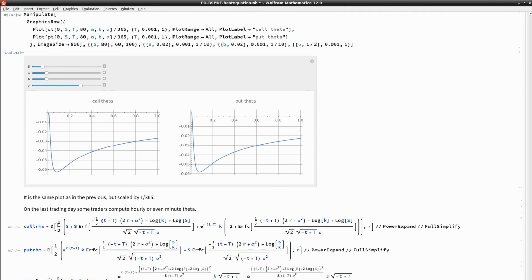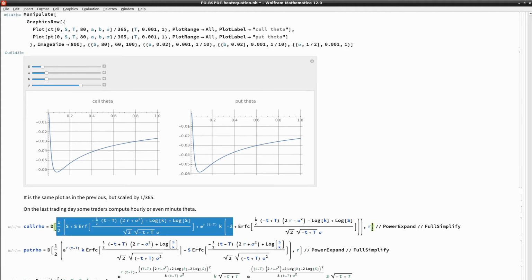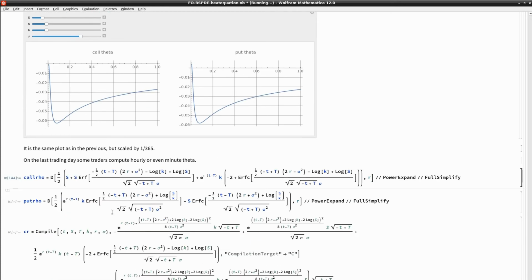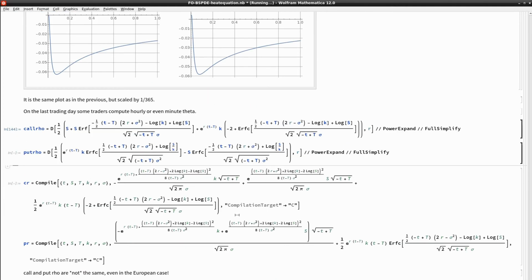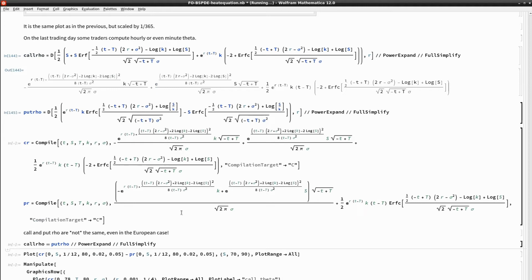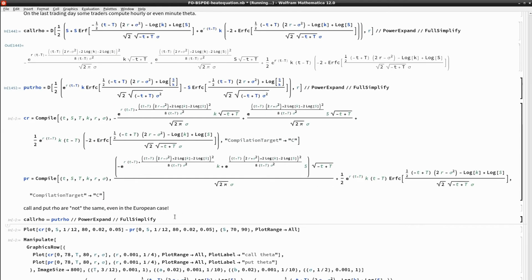All right, another Greek now would be rho. So we take the same formula and we differentiate with respect to r, the interest rate. This is called rho, and it describes the sensitivity of your option with respect to changes in the interest rate. Again, let's compute them, and I want to plot them, so I'll also compile them. I here have my call rho and my put rho, and they are not the same even in the European case. If we let this comparison compute, where we want to see if they are the same, we will see they are not.